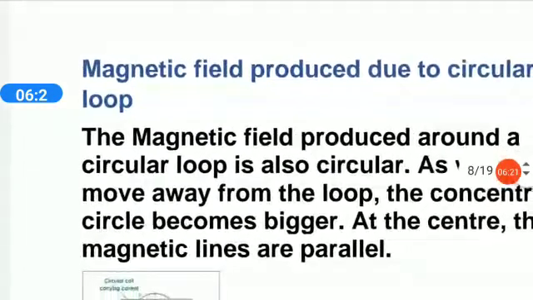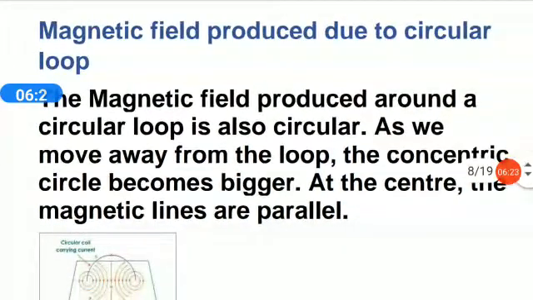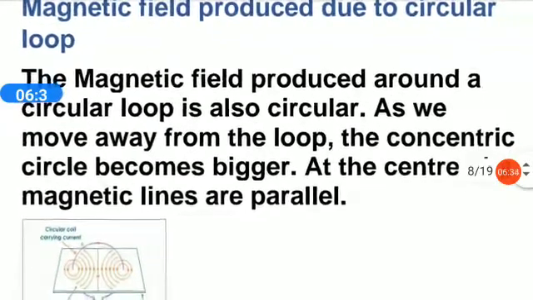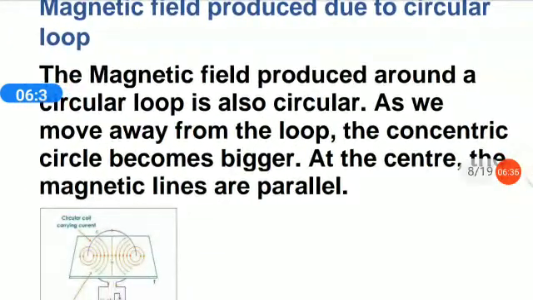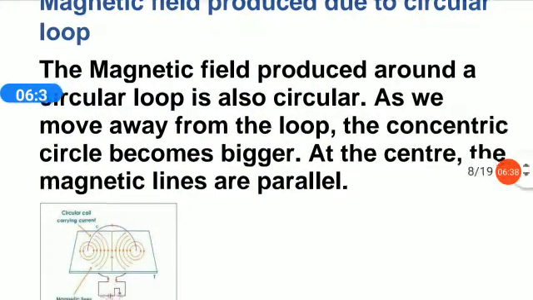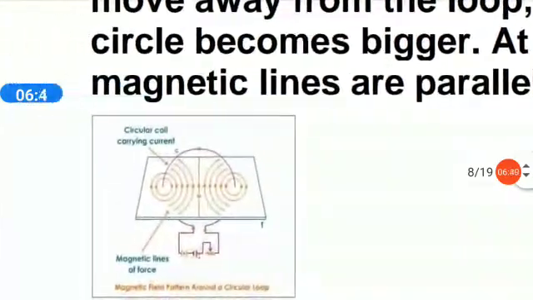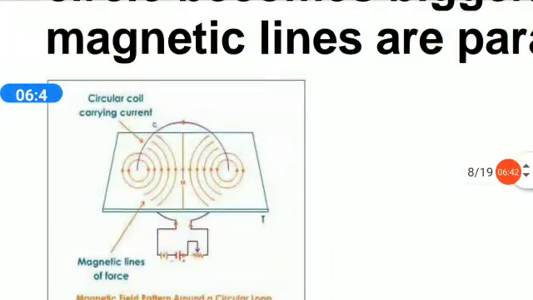So, magnetic field produced due to a circular loop. Now this is our second pattern. The magnetic field produced around a circular loop is also circular. As we move away from the loop, the concentric circles become bigger. At the center, the magnetic lines are parallel, like this. Two concentric circles.